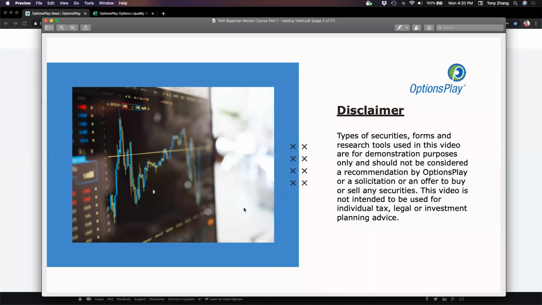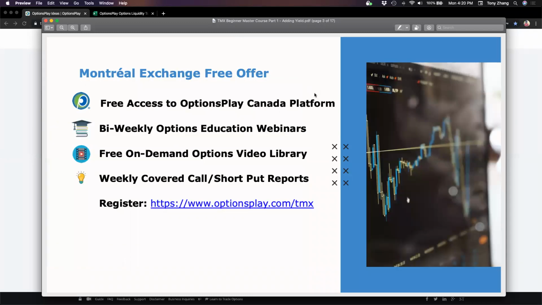So that's the poll here. As you can see, actually the largest group here are people who are looking to learn. So welcome. So for those of you that are looking to learn, especially for those of you that are brand new, I highly recommend you to register for an OptionsPlay account, which is again available to everyone free of charge.